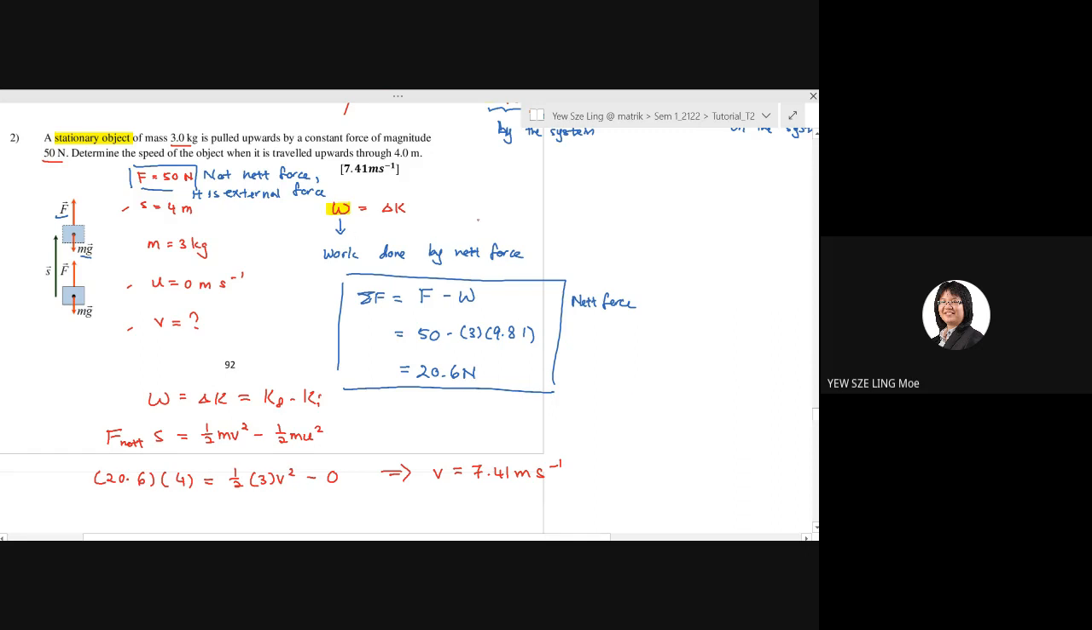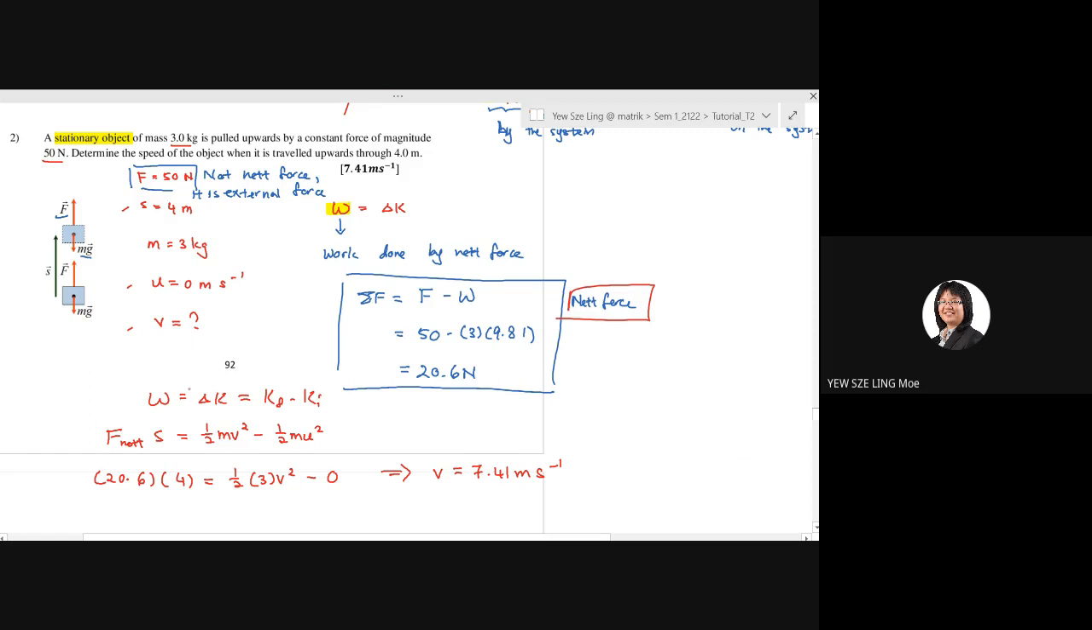You cannot just look at work done by one component of the force. You are going to look at net force. So in these questions, we have two components. One component is the external force, F. The other one is the weight. Therefore, you need to add an additional step to find out the value of net force.